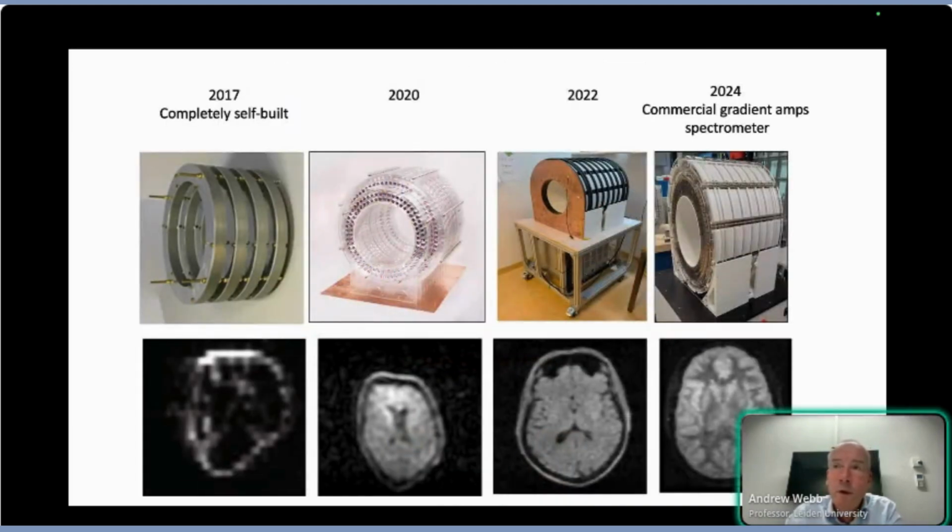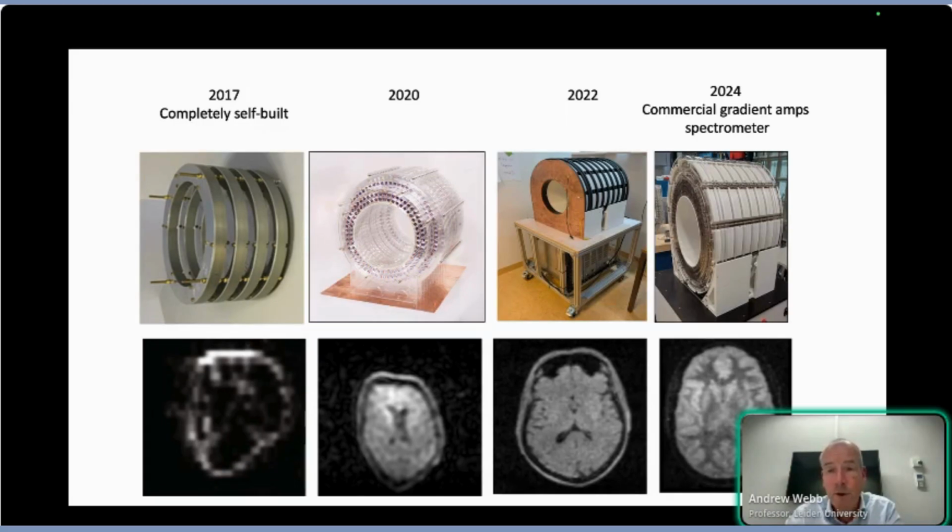So how much difference does this make? Here's a little bit of a timeline within our lab. In 2017, we really didn't know what we were doing. So we built everything completely self-built, all the electronics, everything, didn't have any noise correction, et cetera, and you end up with a completely unusable image. It's something to get started. You go to 2020, and we've got a little bit better idea about how to build the magnet, and so we see an improvement in quality, but it's still nothing close to what is clinical. We get a little bit better again.